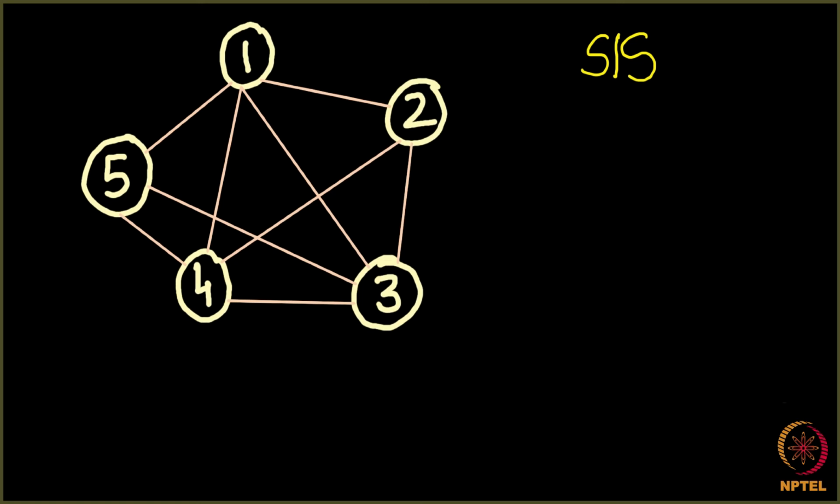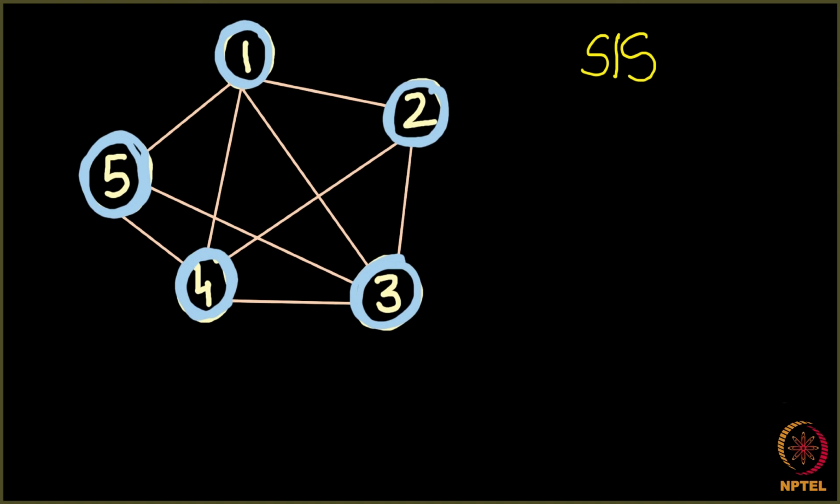Initially, all of these nodes shown in this network are susceptible. So we were showing susceptibility by blue color. So let's make all these nodes susceptible. So 1 is susceptible, 2 is susceptible, 3, 4 and 5. All these nodes are susceptible.